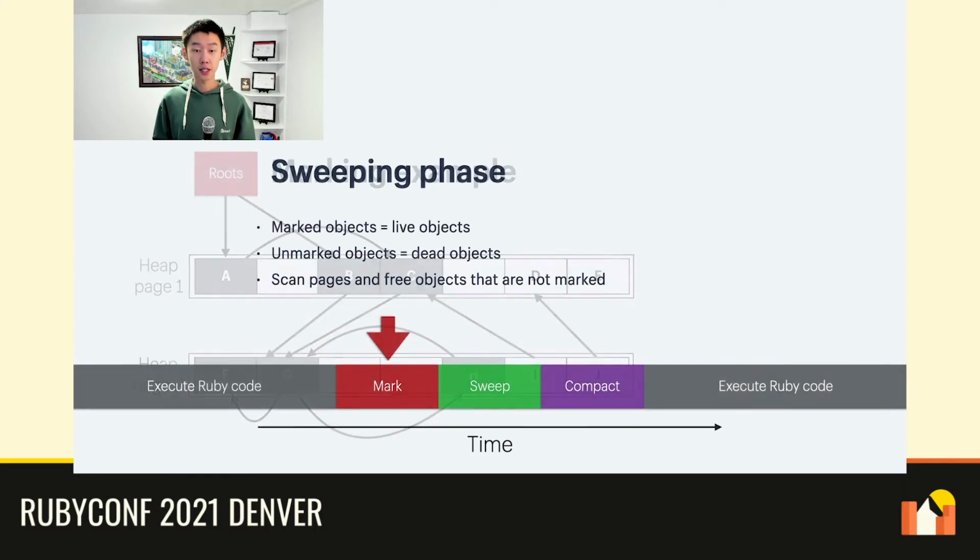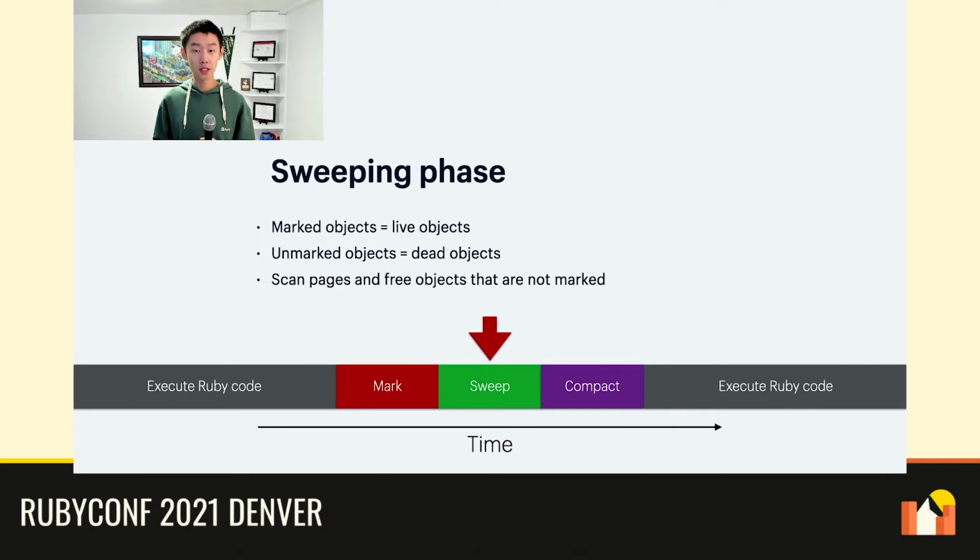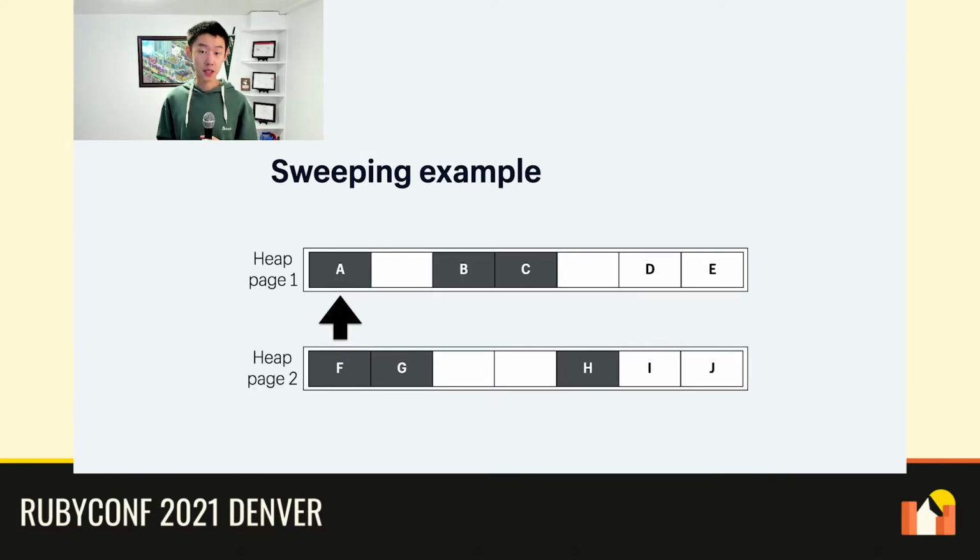Now that we finish marking, all marked objects are live objects, and all unmarked objects are dead and can be reclaimed by the garbage collector. We can simply scan the slots on the pages and free the ones that are not marked. Let's continue to use the example we used for marking. Here we move our cursor to the first object in the page that is not marked, object D in this case. We can free the object and reclaim the memory. We then continue to move the cursor until we reach the next unmarked object, which is object E.